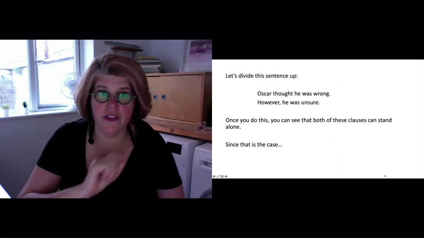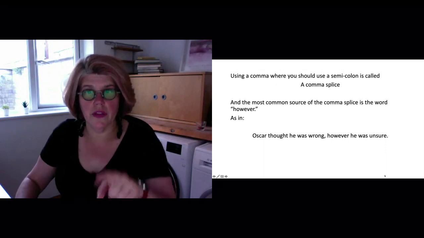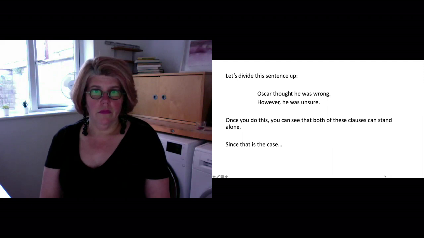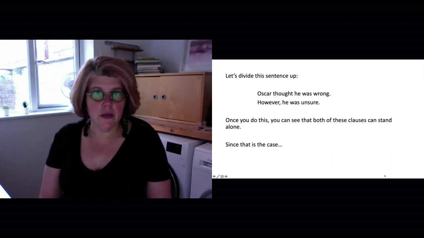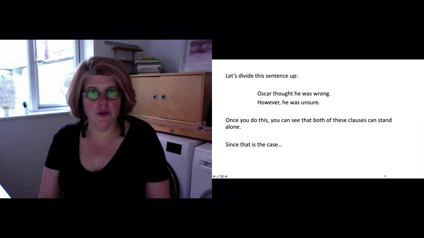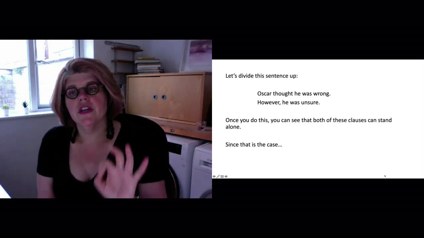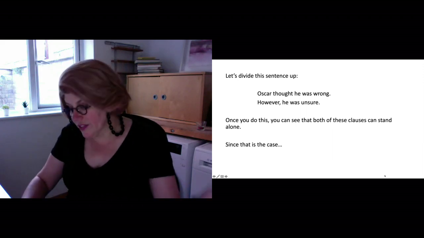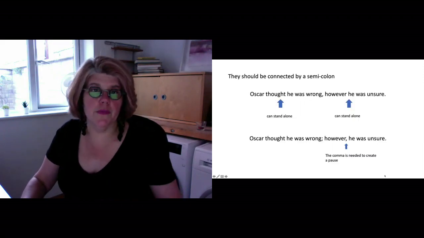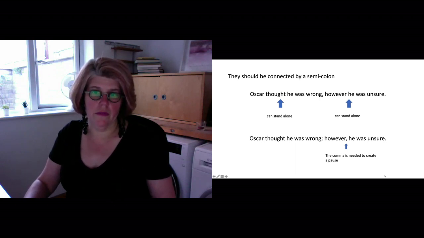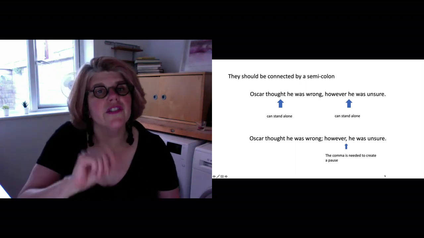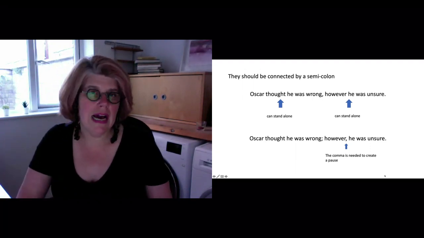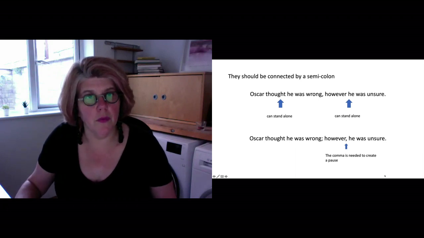Let's divide this sentence up, this one that I gave you as an example. Oscar thought he was wrong, clause 1. However, he was unsure, clause 2. Once you do this, you can see that both of these clauses can stand alone. And since that's the case, they should be connected by a semicolon. Oscar thought he was wrong, semicolon. However, he was unsure. And you need a comma after "however" because you need to create a pause.